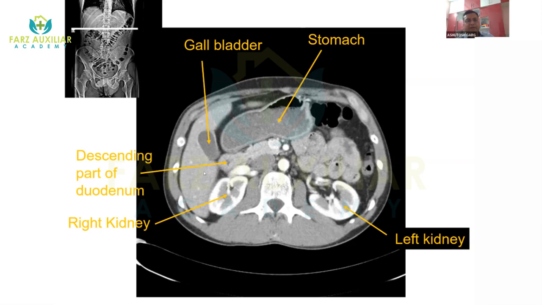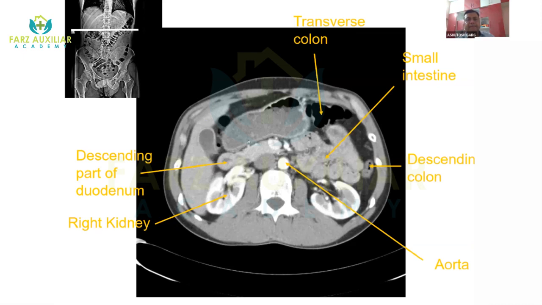This is the gallbladder, right lobe of the liver, left lobe of the liver. Then colon, this is the small intestine, left kidney, aorta, inferior vena cava, this is the right kidney and right renal artery and right renal vein, descending part of the duodenum, and this is the descending colon.